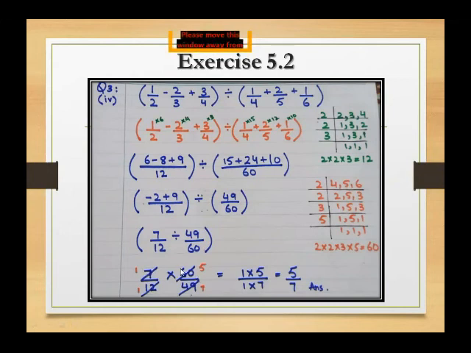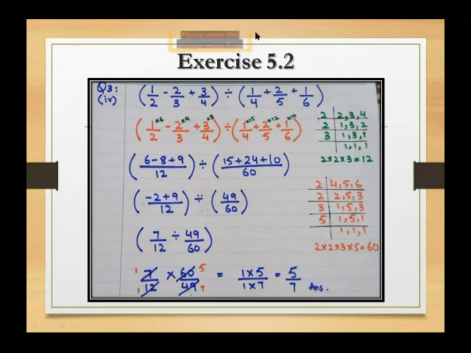So multiply both the numerators together. This is 1 and this is 5. 1 fives are 5, and this is 1 into 7, 1 sevens are 7. This is the proper fraction. There is no need to change it because the numerator is smaller than the denominator. So this is the answer of question number 3, part 4, exercise 5.2.